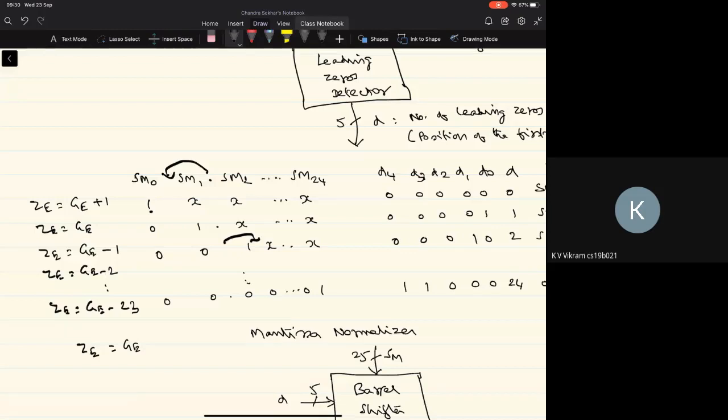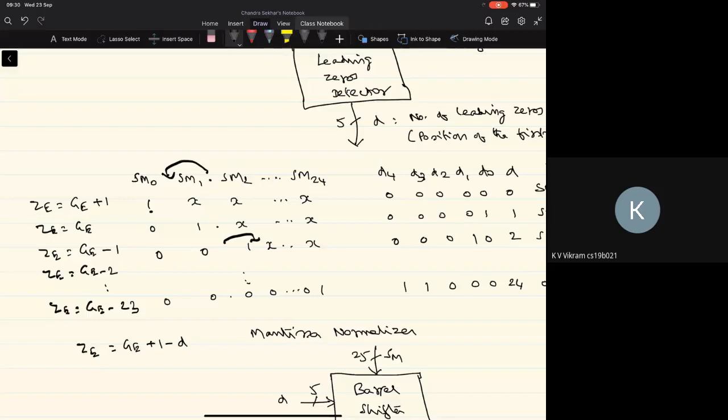Now, can we get a generic expression for ZE in terms of GE and D? So, if D is 0, ZE is GE plus 1. If D is 1, ZE is GE. If D is 2, ZE is GE minus 1 and so on. You can verify that it is nothing but GE plus 1 minus D. Suppose you have the GE, then you add 1 and then subtract the D value, right? You will get these expressions.